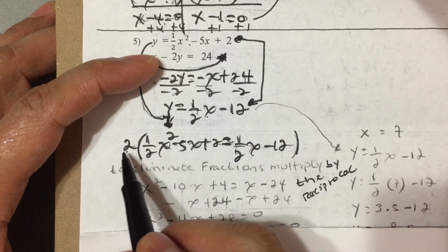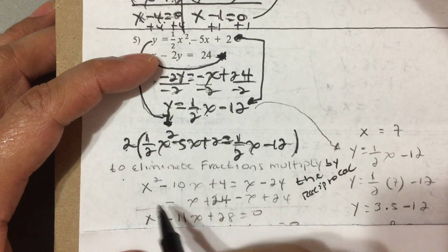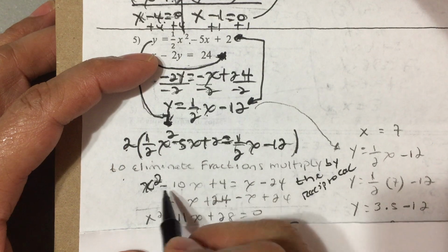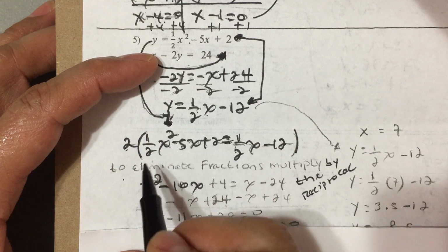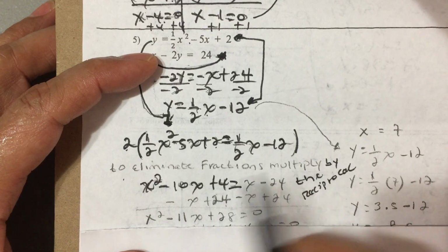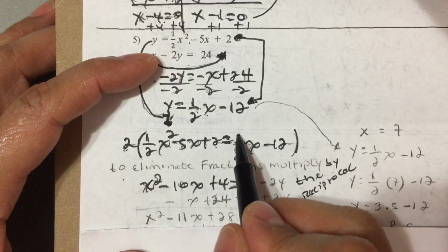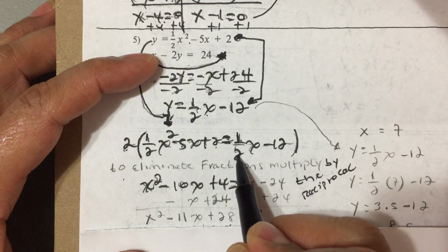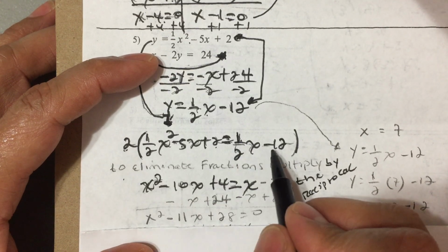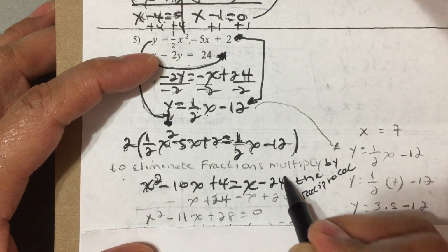So when you do 2 times 1/2, it is 1. So I'm going to have x squared left. 2 times negative 5 is negative 10x. 2 times 2 is positive 4. I go to the other side of the equation. 2 times 1/2 is 1, so only the x remains alone. And 2 times negative 12 will give you negative 24.